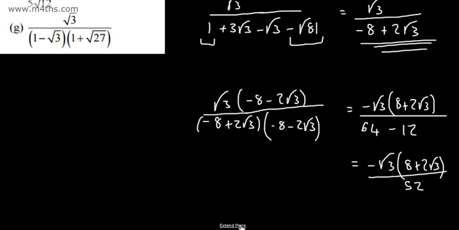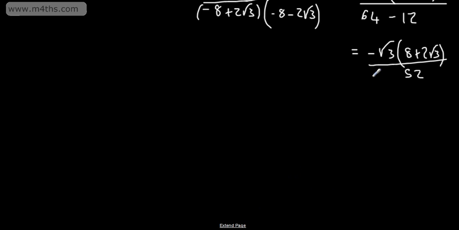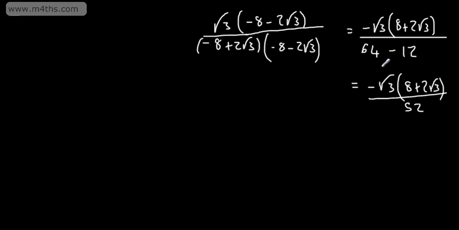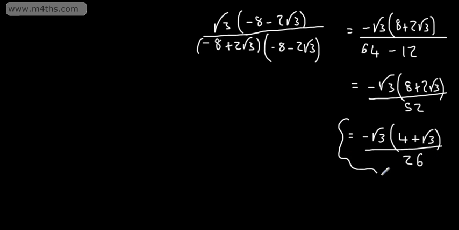Now, if we look at this, again, we could tidy this up. We've got now 52, we've got 8 and 2 there, so we could write this now as negative root 3. Dividing numerator and denominator by 2, we could have 4 plus the root of 3 divided by now, what's that going to give me? 26 if I half that. If we look at that, I would say that's a nice way of writing it.